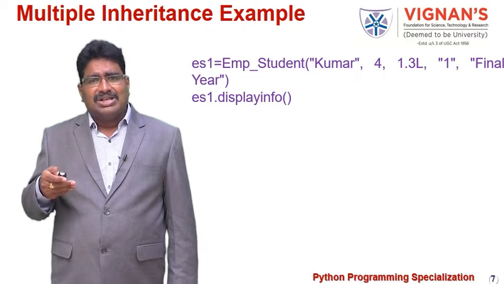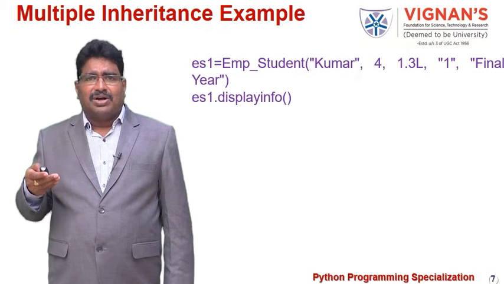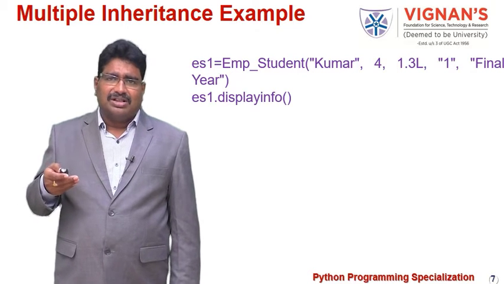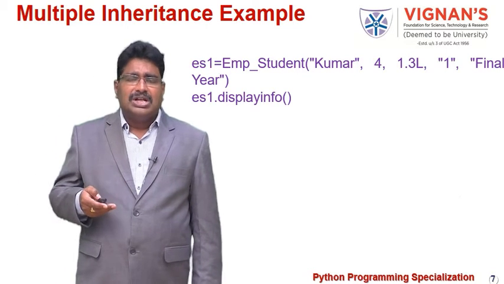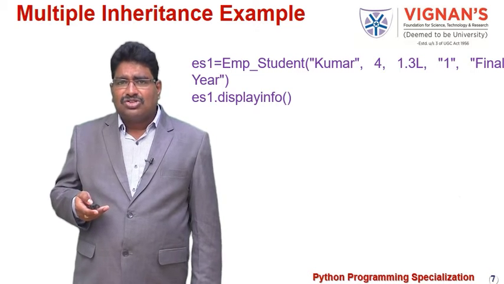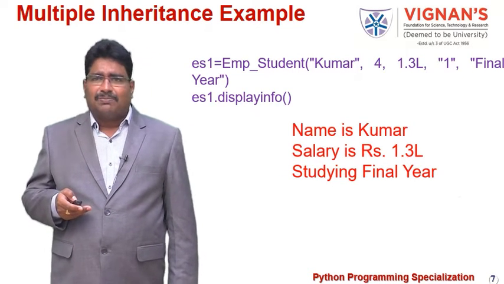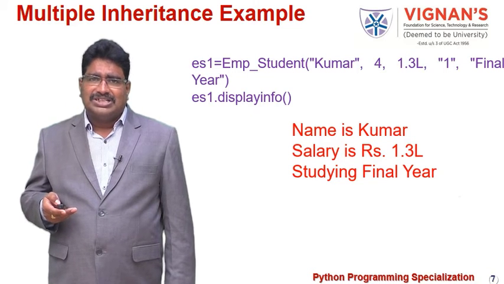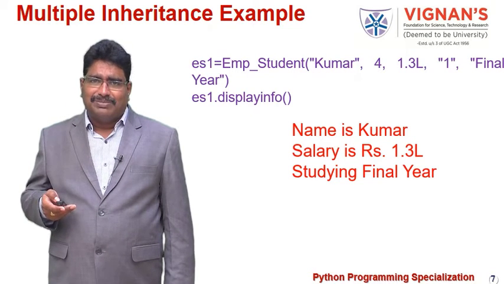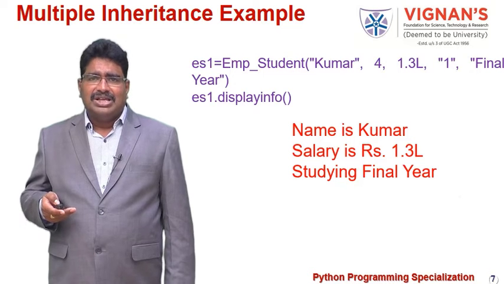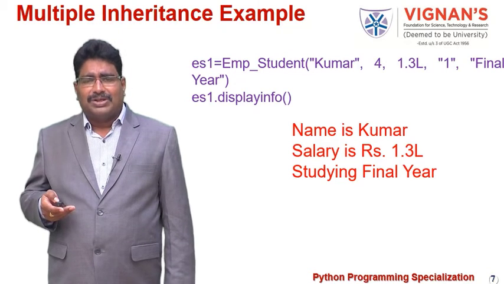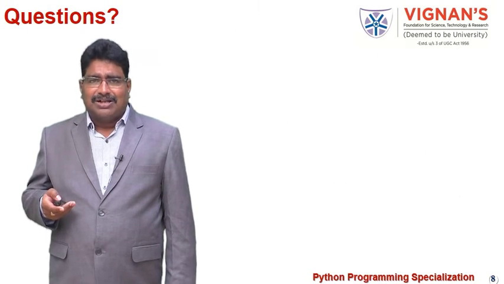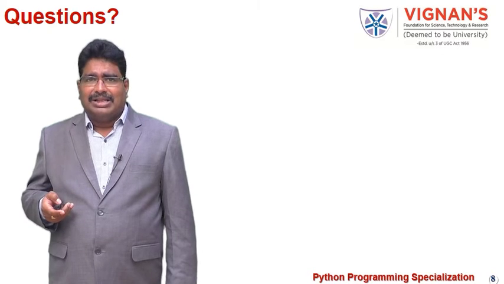And next we simply use the display info of the ES1 object. That is, whenever we call ES1.display info, it simply displays that name is Kumar, and similarly the salary is 1.3 lakhs, and studying final year. This is the output displayed whenever we use the method display info of the ES1 object. I hope you clearly understand the example of the multiple inheritance.